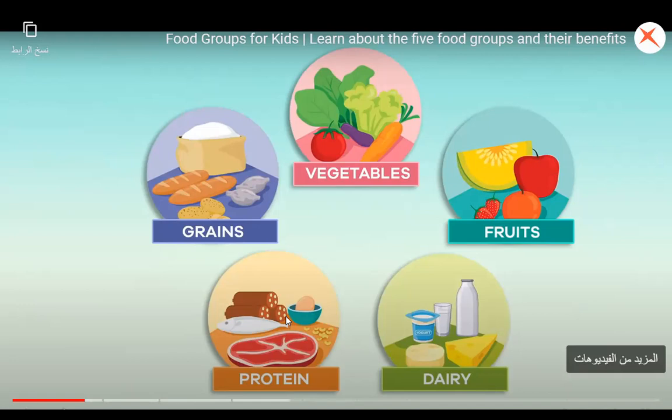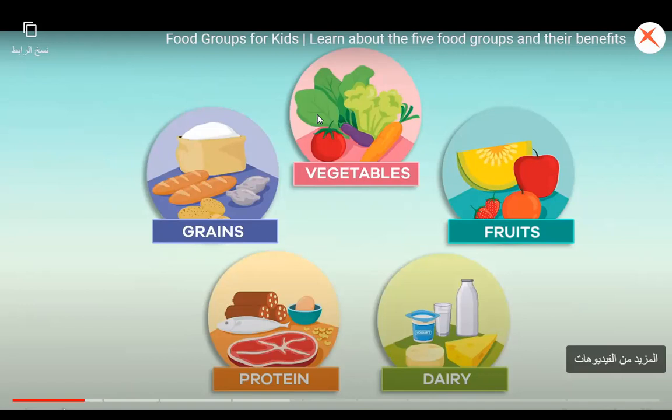And I can eat many types of proteins like meat, fish, or egg. What's your favorite protein, Muhammad? Meat. And Kareem, what's your favorite protein? Meat. And Yahya, what's your favorite protein? Fish. Okay, Fairuz, what's your favorite protein? Meat. Okay, and Malak, what's your favorite protein? Protein is meat, fish, egg. Egg. Egg, excellent.